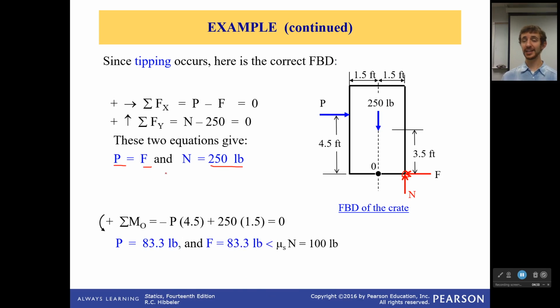And then finally, I can take the sum of the moments around a particular point to get my last equation. So with this, I'm going to take the sum of the moments around this point right here. I only have 2 components, one from the normal force and one from the load, that actually will be causing a moment around that point. I solve and I get that P is equal to 83.3 pounds. And that will tell us that F must also be 83.3 pounds. And this is good because this actually works out, because this will be less than my max frictional force.